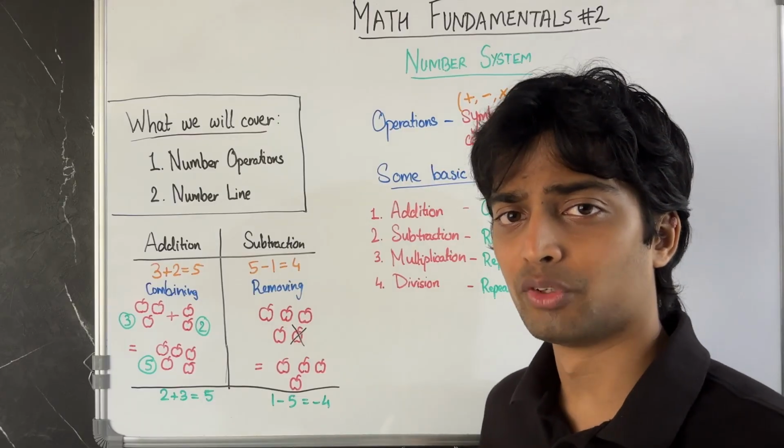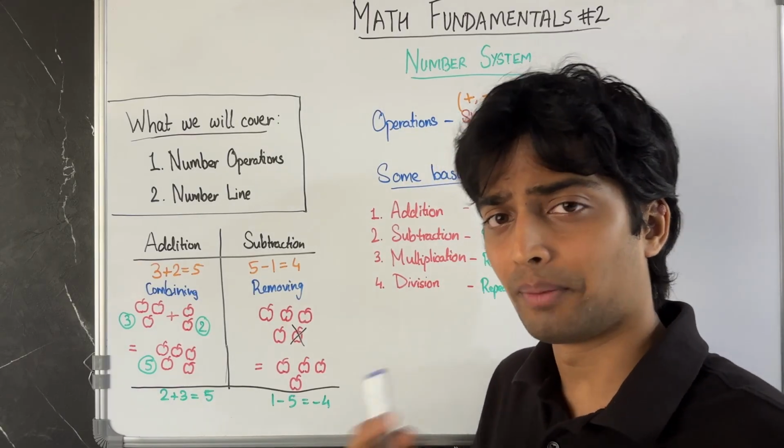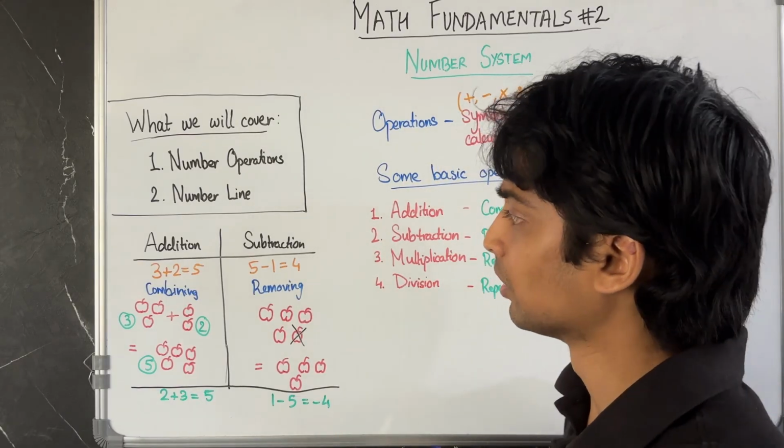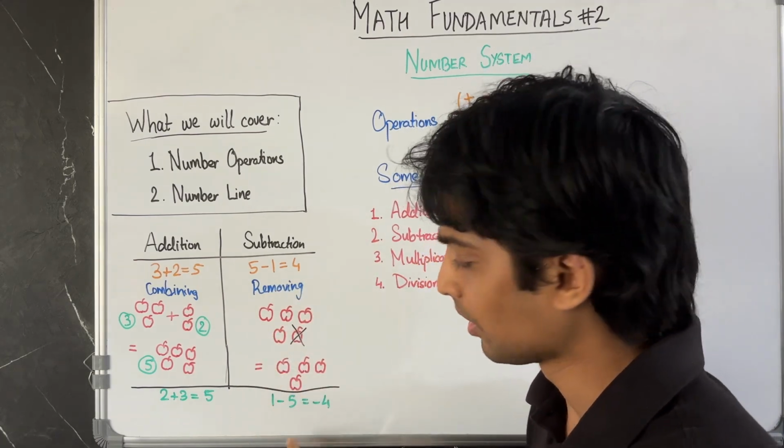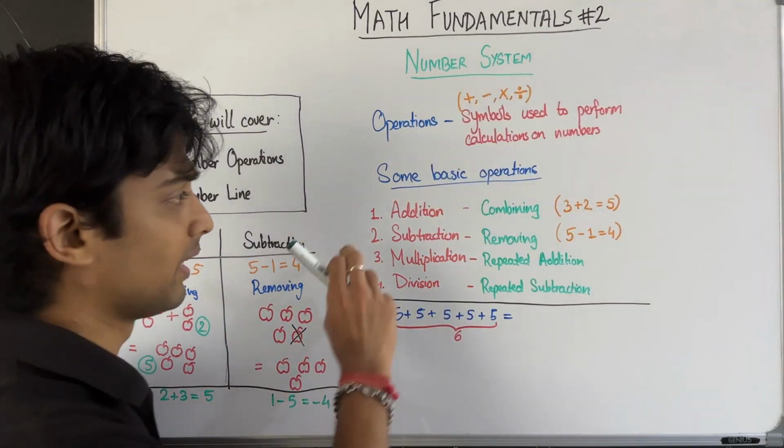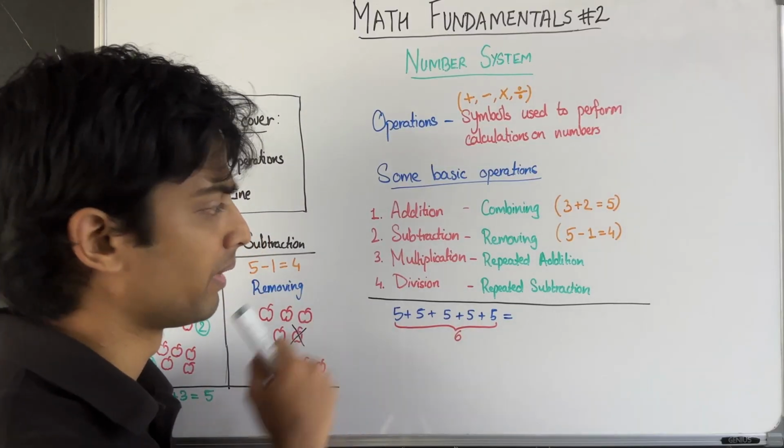As I explained in the previous video, negative is nothing but the opposite process of positive. So since we got 4 here, if we flip the order, we get minus 4. Now we are clear with addition and subtraction. Let's move on to multiplication.